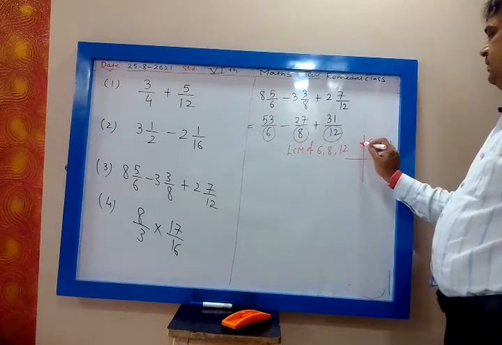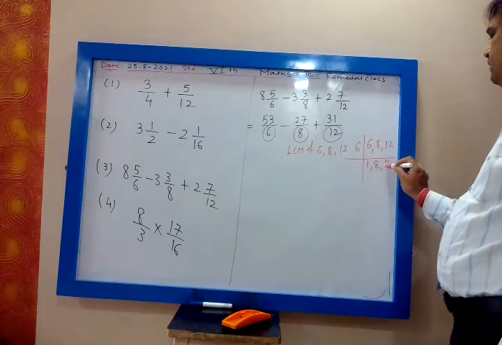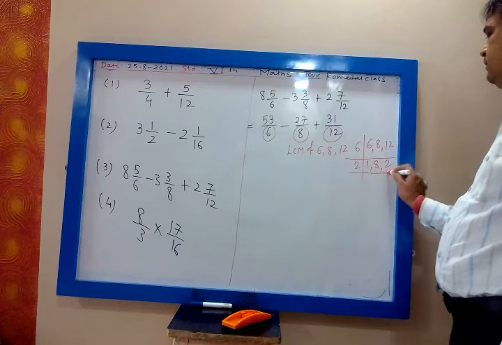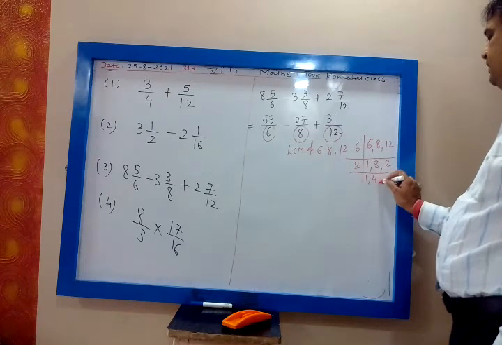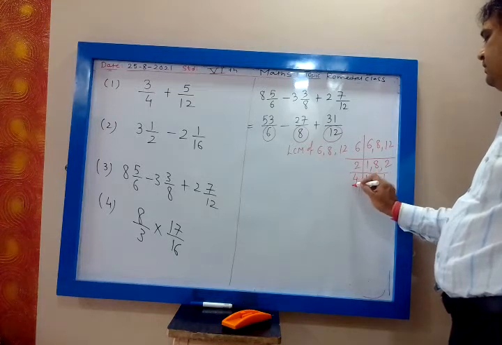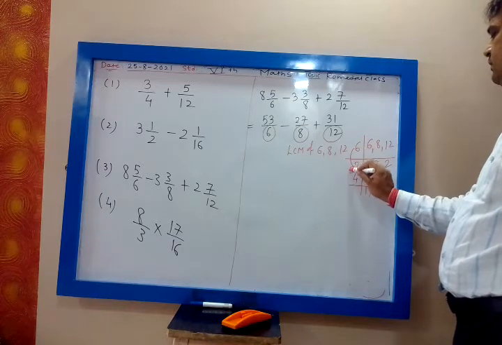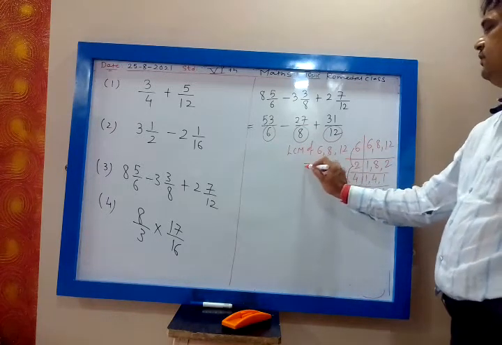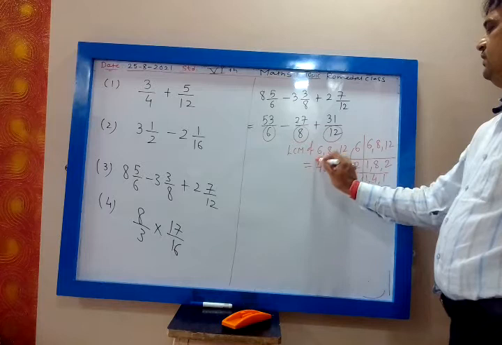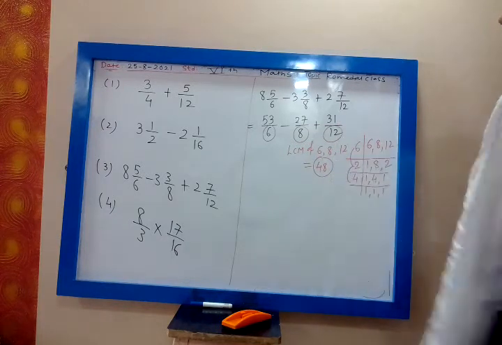So you can divide by 2. 2 4s are 8, 2 6s are 12, 2 3s are 6. Then divide by 2 again. 2 4s are 8, 2 1s are 2. Then multiply by 4. So 6 2s are 12, 12 4s are 48. So LCM is 48. Make the denominator of each of them 48.